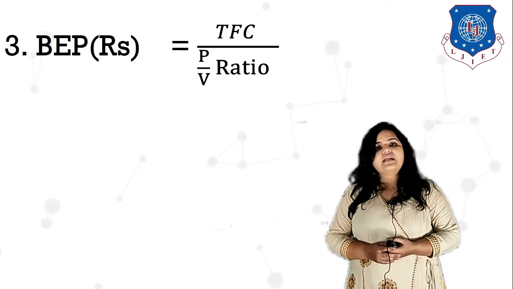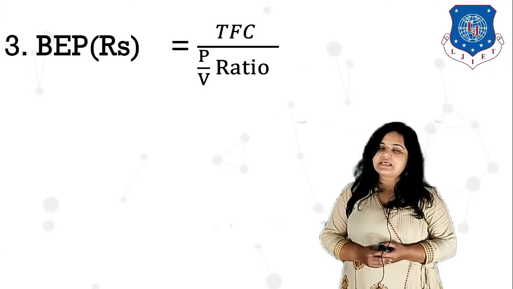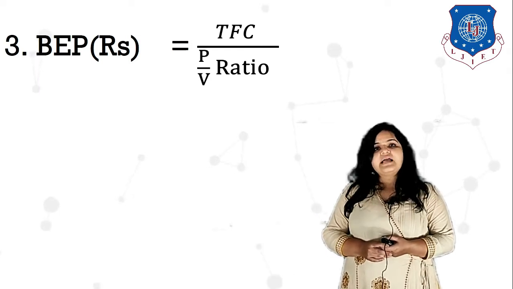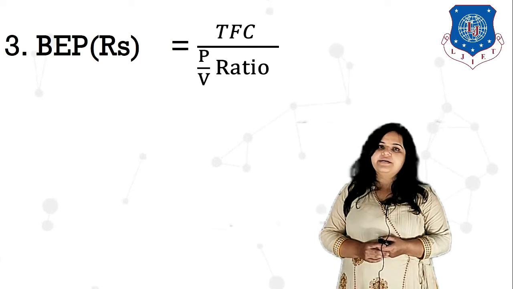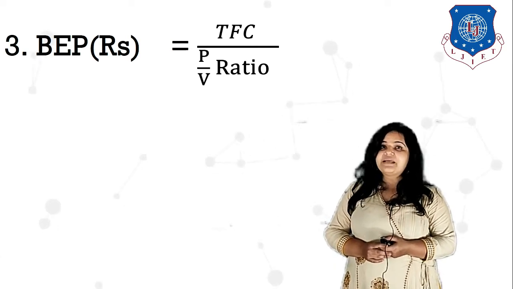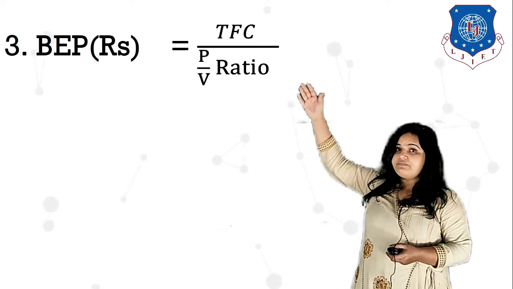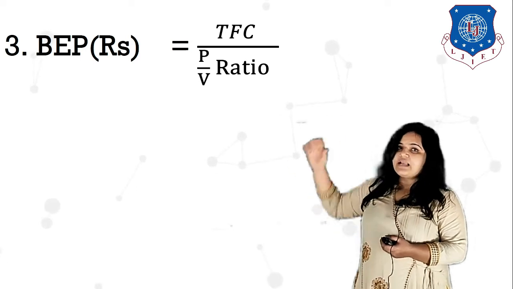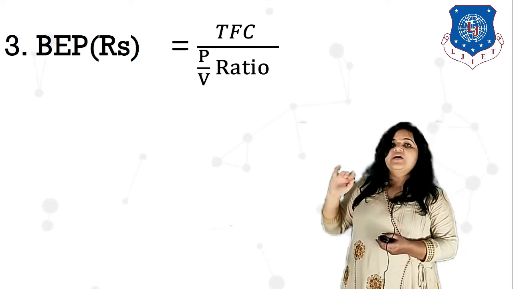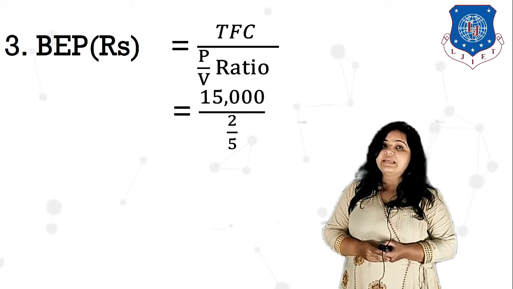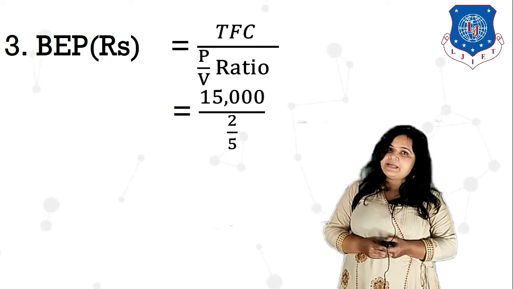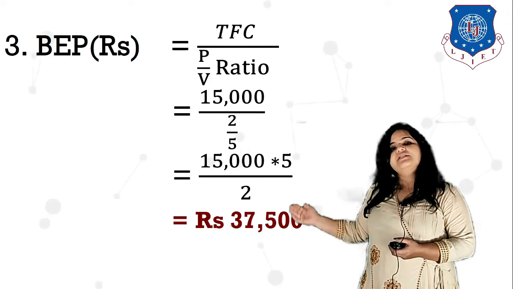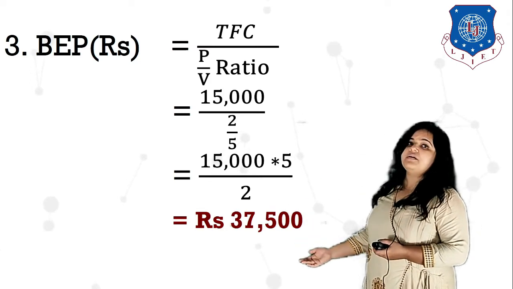Finding out the answer to the last question, which is BP in rupees. If you remember, break-even point in rupees is equal to TFC upon (TR minus TVC) upon TR. But (TR minus TVC) upon TR is given by P by V ratio, and we already calculated the P by V ratio. Also, we already calculated the total fixed cost, which is TFC. So, BP in rupees is simply 15,000 divided by 2 by 5, which is equal to 15,000 into 5 divided by 2, which is equal to 37,500 rupees.